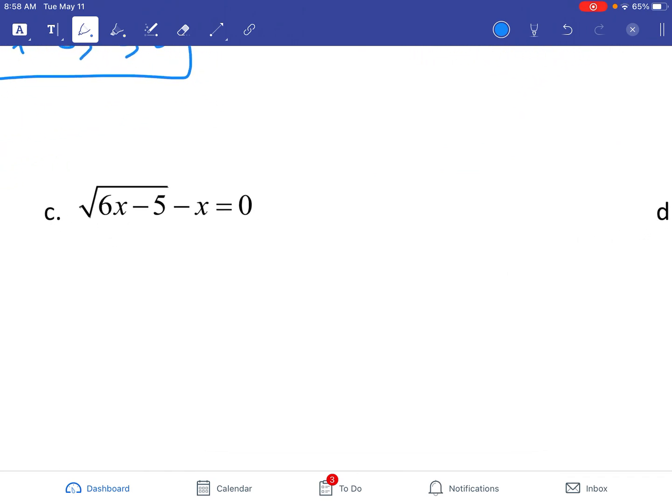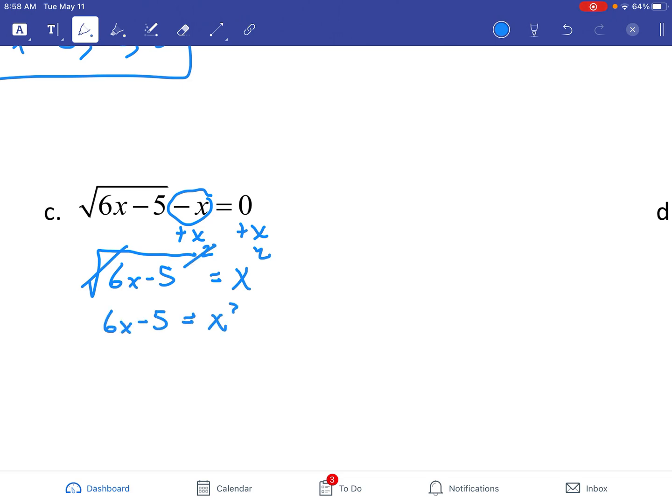All right, now we have some radical equations from the last unit. To solve this, we have to get the square root part by itself, which it is currently not because there's that -x right here. So we're going to add x to the other side. So we have the square root of 6x minus 5 equals x. Okay. Now that it's by itself, we can square both sides to get rid of that square root sign. We have 6x minus 5 equals x squared.